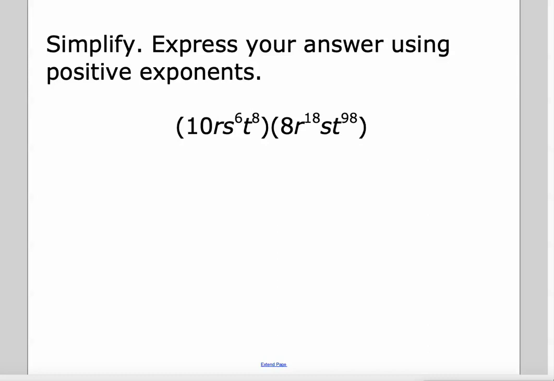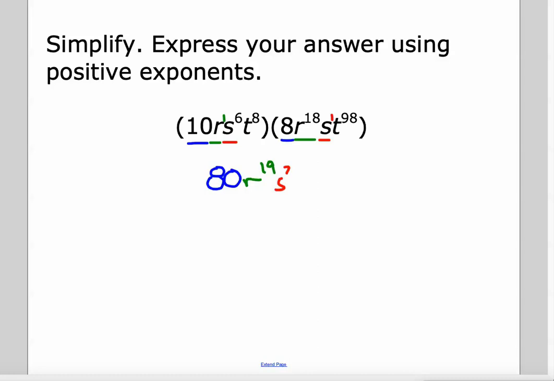All right, so lots of crazy stuff going on here. It's just a monomial times a monomial, though. So whenever we do that, all we have to do is remember that we can multiply in any order we want. So I'm going to do 10 times 8 is 80. Then I'm going to do r times r to the 18th, which is r to the 19th. Remember that this is actually r to the first power. Moving on, s to the 6th times s. Again, that's s to the first power. So we add the 6 and the 1, and we get s to the 7th.